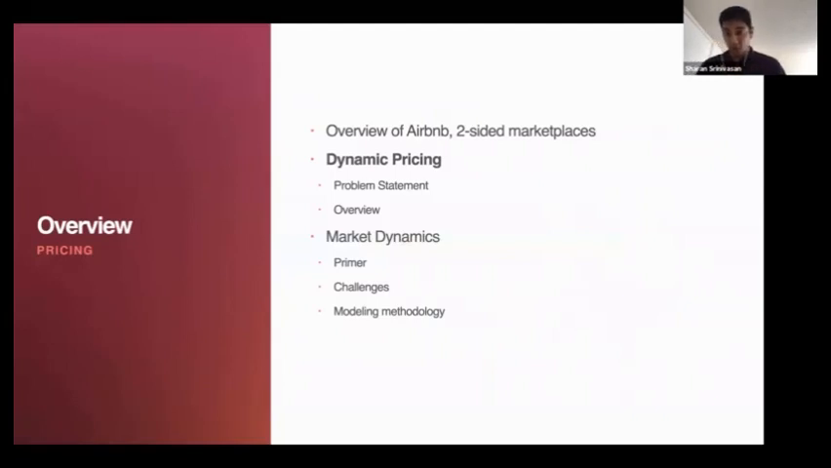So that was a very quick overview of Airbnb. And what I would like to do now is go into what I mean by pricing and motivate the problem statement a little bit more.